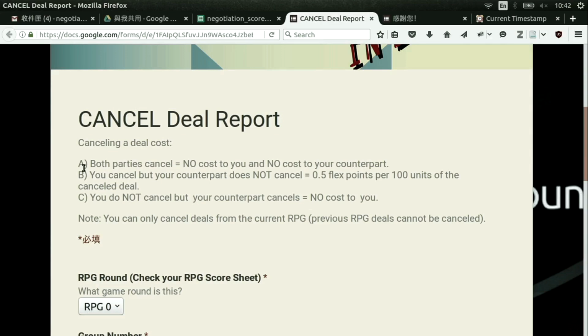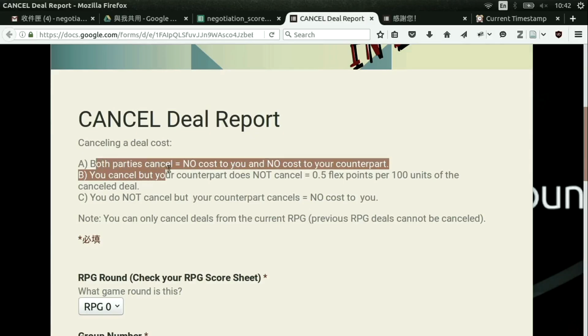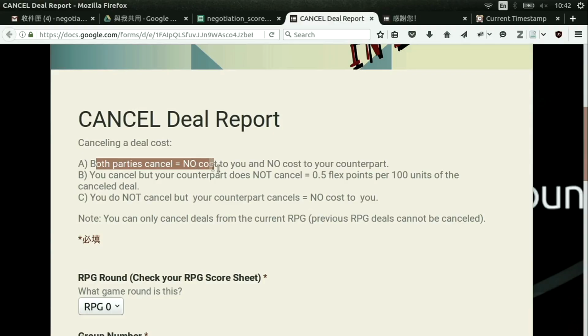Let's look at some examples. 3 possibilities. A. Both parties cancel. If buyer and seller both agree to cancel, they both fill out a cancel form. That means the buyer fills out a form and the seller fills out a form. Remember, the deal ID must be the same. So again, it's the same as before. If you both agree, then group 1 fills out 1 cancel and group 2 fills out 1 cancel. That's example A, possibility A.